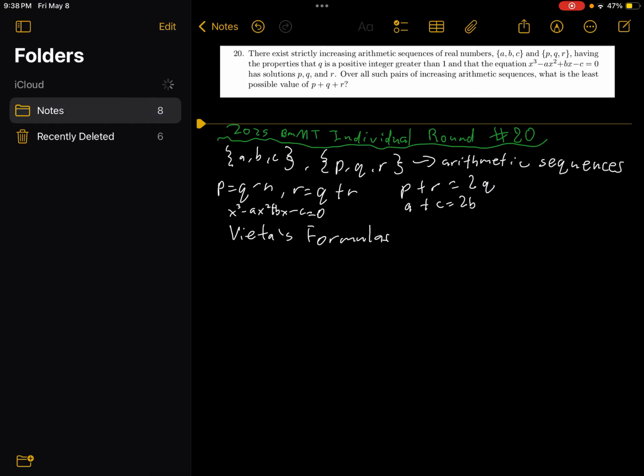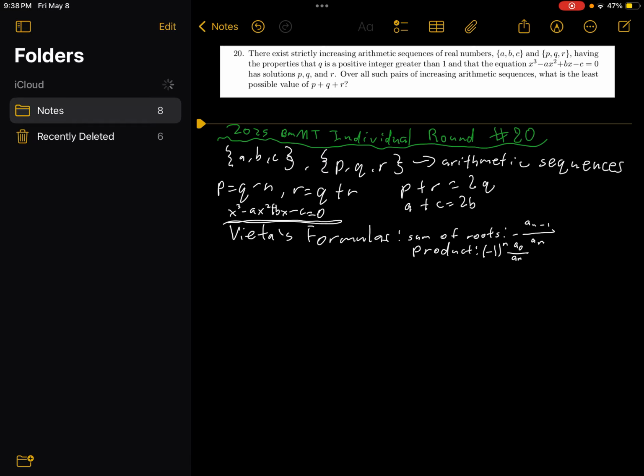Vieta's formulas give that in a polynomial like this one, the sum of roots can be written as negative a sub n minus 1 over a sub n. In this case, a sub n minus 1 is negative a, and a sub n is 1. It's just the coefficients, by the way. And the product of roots is equal to negative 1 to the power of n times a 0 over a n.